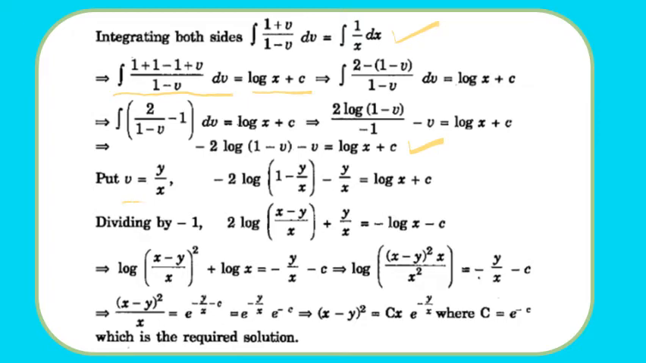But we have v equal to what? y upon x. So putting the value of v, we get minus 2 log (1 minus y upon x) minus y upon x equals log x plus c. So simplifying, we will get the solution of the given differential equation as (x minus y) whole square equals cx e power minus y upon x, where c equals e power minus c, which is the constant of integration.